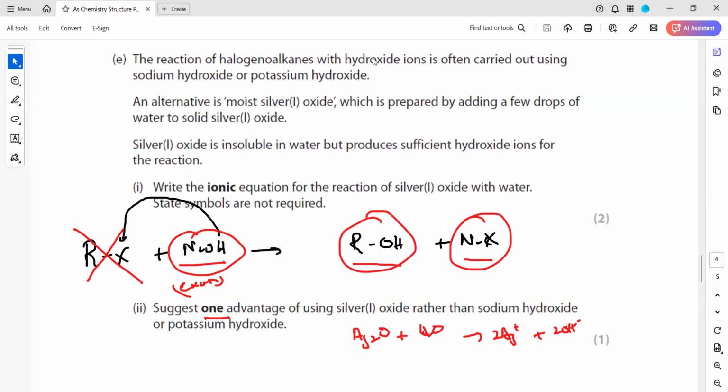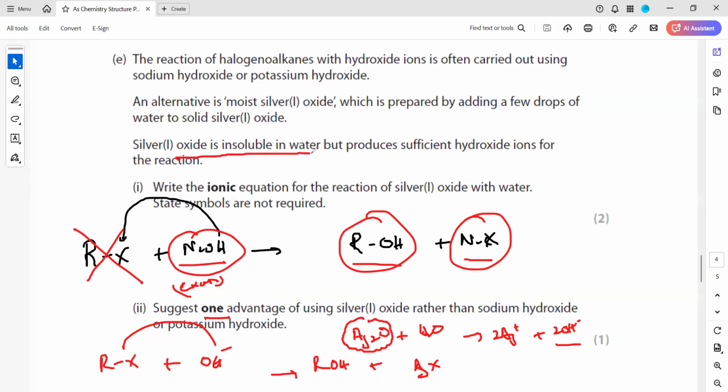As a result, when this hydroxide ion reacts, it will displace the halogen. So it will form alcohol, and then X will be there, which will combine with the silver. Now, most of the unreacted silver oxide is insoluble. What does that mean? If we add too much silver oxide, the silver oxide will not all dissolve. So we can simply remove the excess silver oxide by filtration.